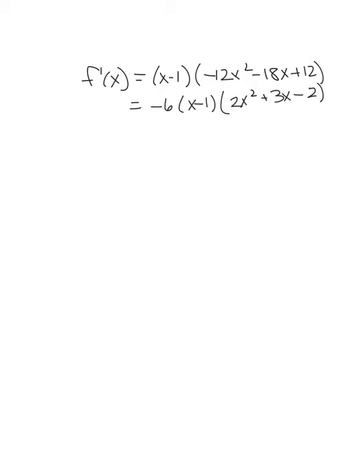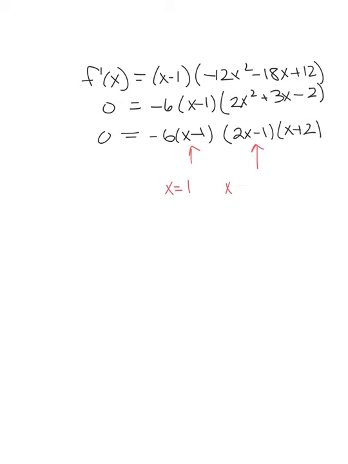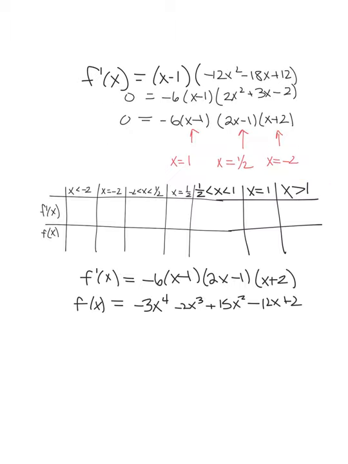And then I can go ahead and I can attempt to factor this quadratic here, which I can do with decomposition, something that multiplies to -4 and adds to 3. So now that I have this factored, I can find my critical points. I've got one critical point when x is equal to 1, another when x is equal to 1/2, and another when x is equal to -2.